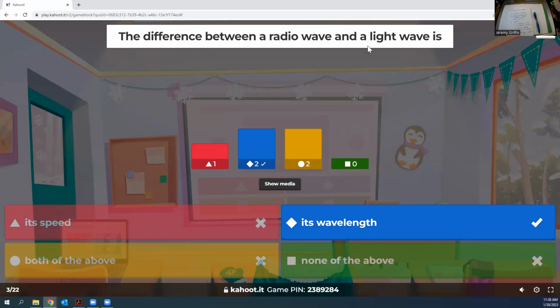Light waves are hundreds of nanometers. You guys see that? It's 380 to 750 nanometers. We're talking about the visible part of the spectrum. Really short wavelength. Another answer choice that would have been valid would have been frequency. Different frequencies. It's just not an option here. So wavelength or frequency.